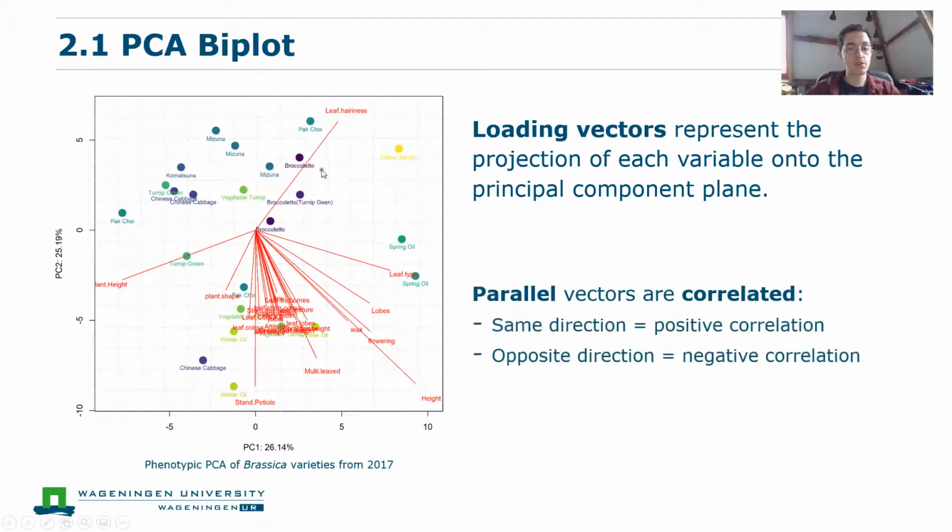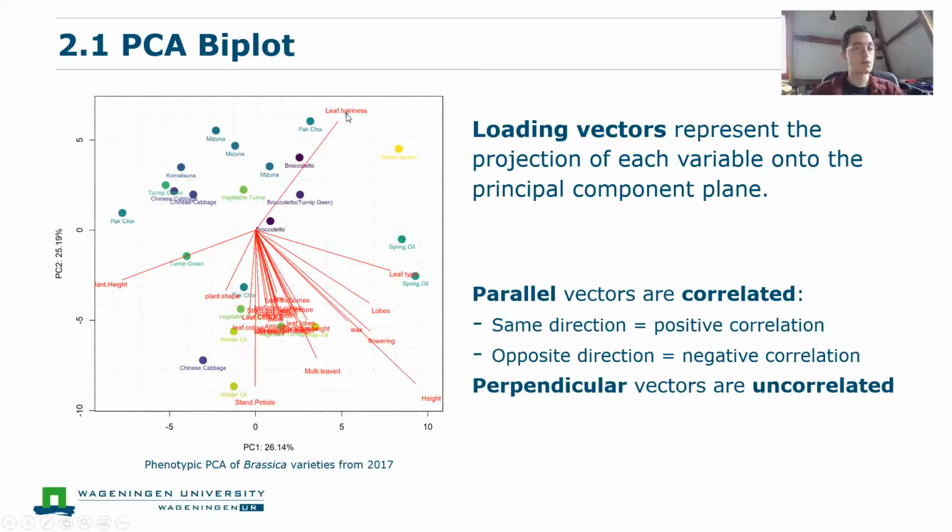But the direction also tells you something about the correlation of vectors. Parallel vectors are very correlated. So for instance, wax and height and flowering and lobes are all very correlated. That means that any plant that has high height will also have high wax and high flowering and high lobes. And if two vectors are going in opposite directions, it means that they are negatively correlated. High leaf hairiness will mean low plant shape.